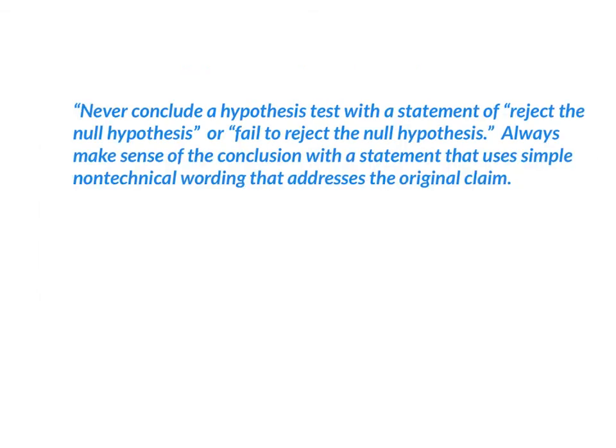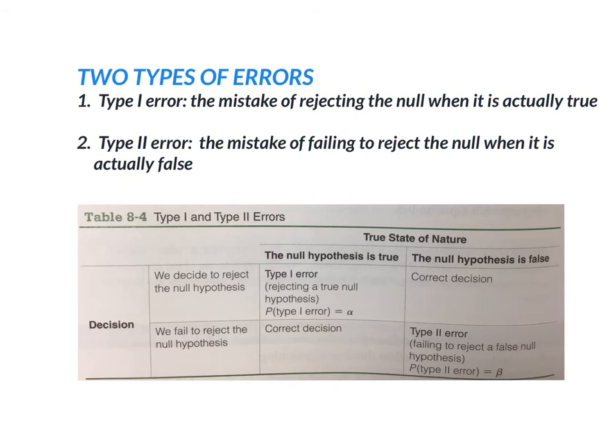All right, never conclude a hypothesis test with a statement of reject the null or fail to reject the null. You always need to write a sentence like I had on the last slide that makes a conclusion using simple, non-technical wording that addresses the original claim, whatever that claim may have been, whether it was the null or the alternative hypothesis.